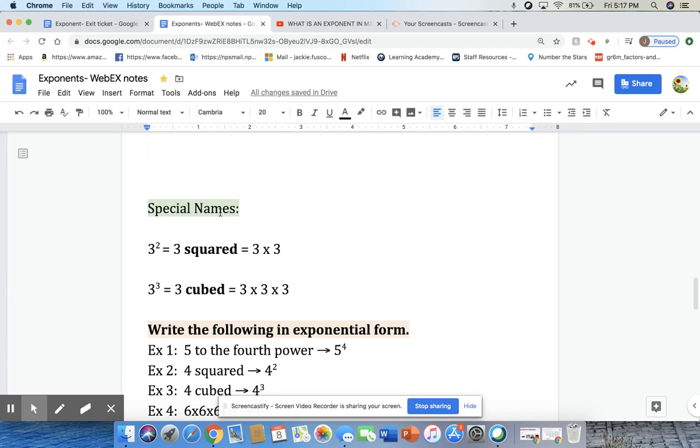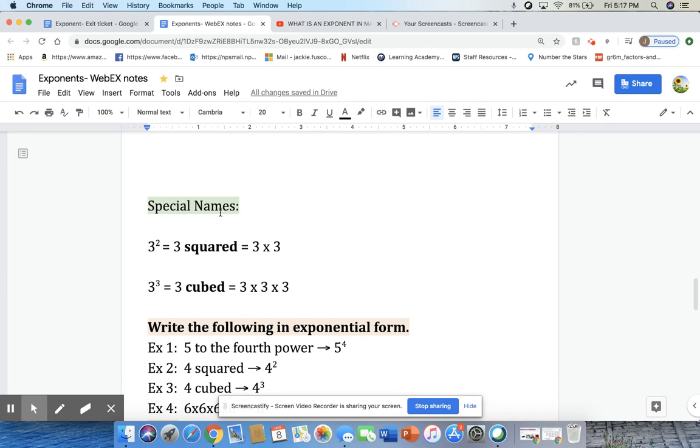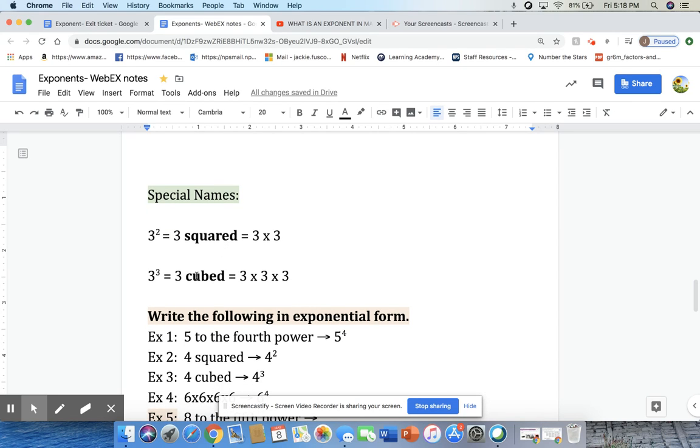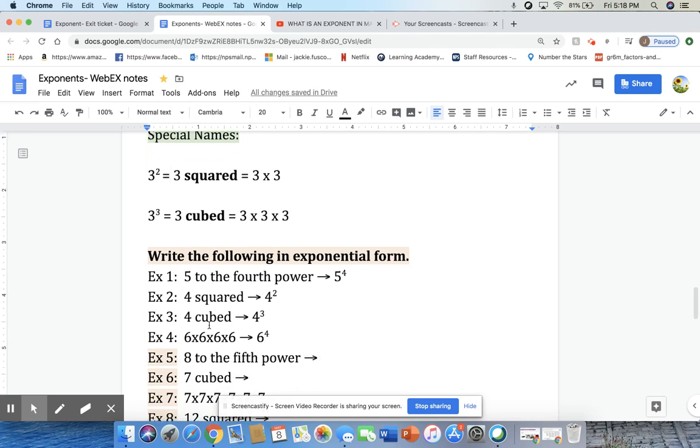Some special names. There's 2 special names that we use, squared and cubed. So if you have 3 to the second power, you can also say 3 squared, which is 3 times 3, because it's the number 3 2 times. So 3 to the second power is the same thing as 3 squared. The second special name is cubed. 3 to the third power is 3 cubed. 3 times 3 times 3. These are just 2 special names that you're going to have to remember. Okay, we'll look at them again in an example.